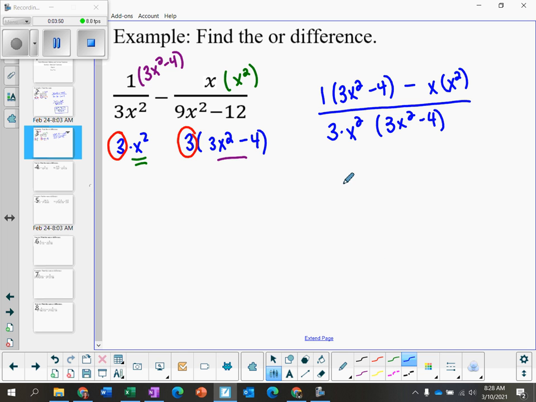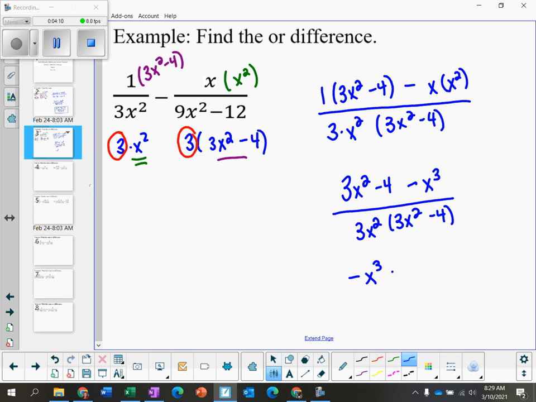So on top, distribute 1, it doesn't change, and this is minus x to the third over 3x squared times 3x squared minus 4. And now again, let's write this in standard form. Negative x cubed plus 3x squared minus 4, all over my denominator.